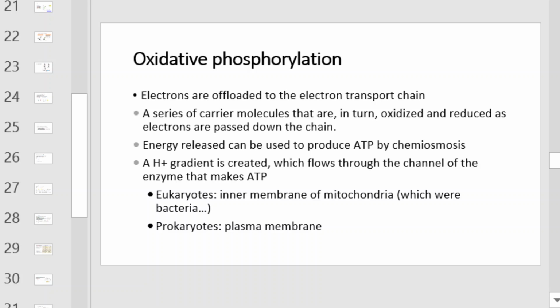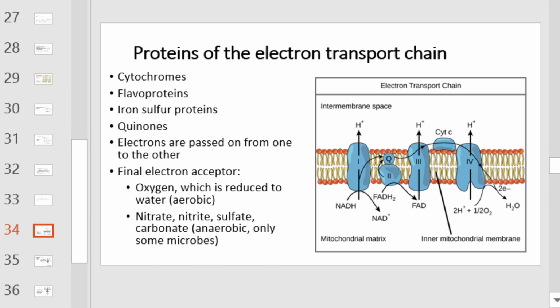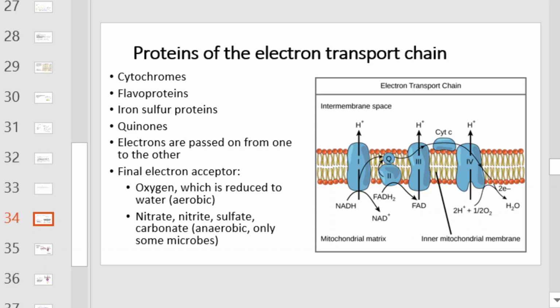In eukaryotes, the inner membrane of the mitochondria is where oxidative phosphorylation occurs. In prokaryotes, this occurs on the plasma membrane. Here we see the proteins of the electron transport chain. They are referred to as cytochromes, flavoproteins, iron sulfur proteins, and quinones. Electrons are passed on from one to the other.